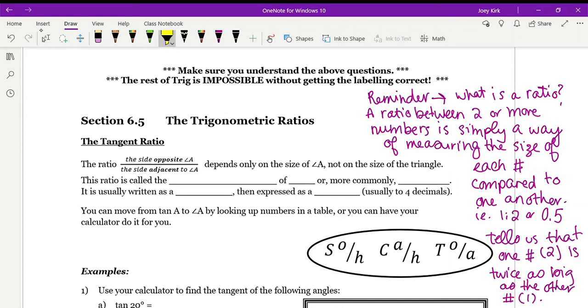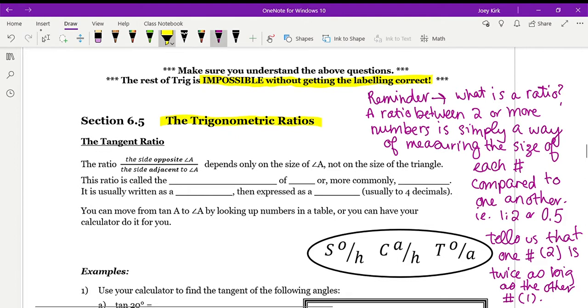All right, so section 6.5 is looking at actual trigonometry. So we're going to look at the trigonometric ratios, okay? And like I said with last section, it's pretty much impossible to do if you cannot do the labeling. So please make sure that you understand section 6.4, and if you have any questions, you let me know, okay?